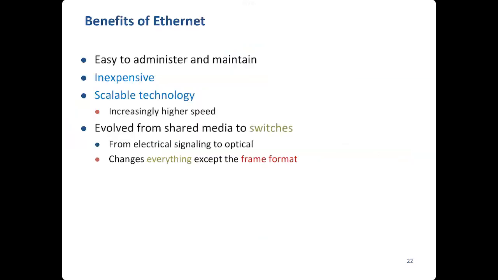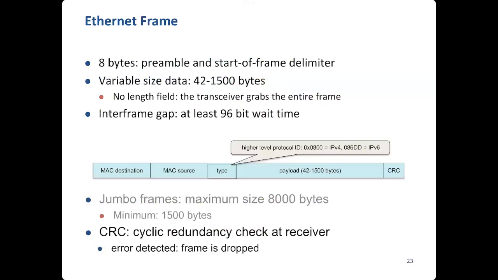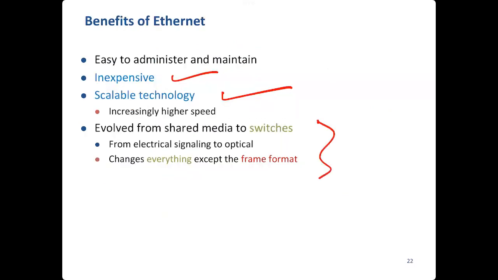So the benefits are that it's inexpensive, very cheap. For $5 you can get an Ethernet card. It's a scalable technology, from a few megabits per second to a few gigabits per second. It can work with all kinds of technologies: copper, fiber, air, and so on.